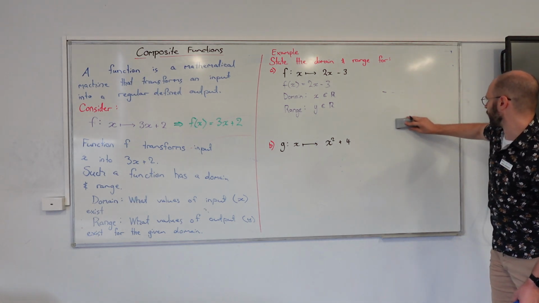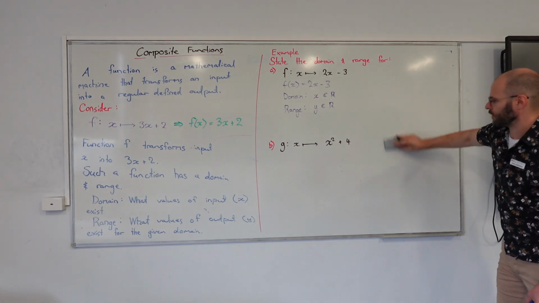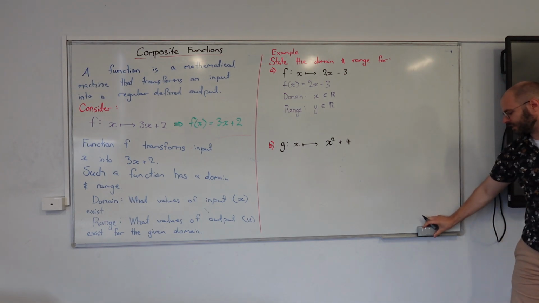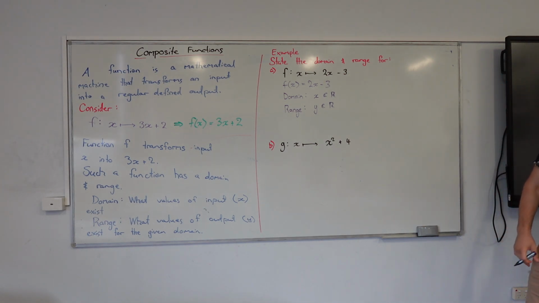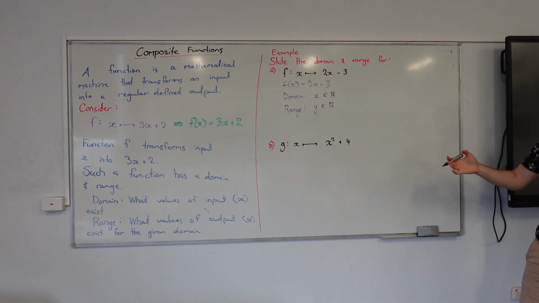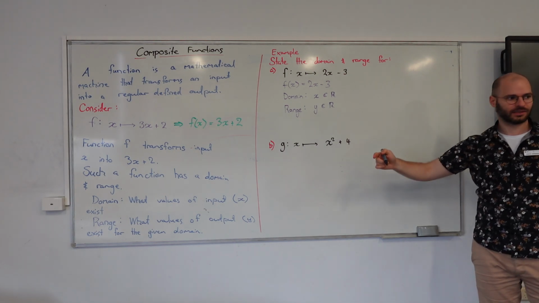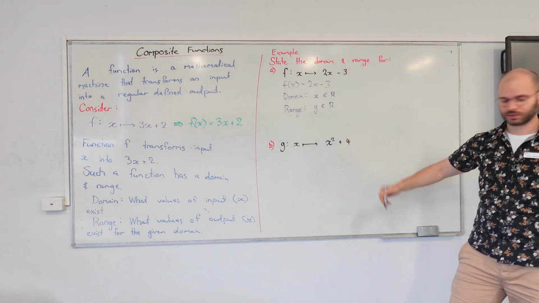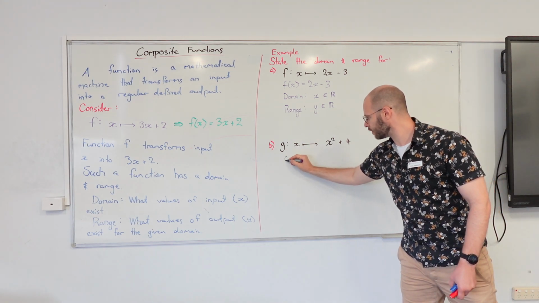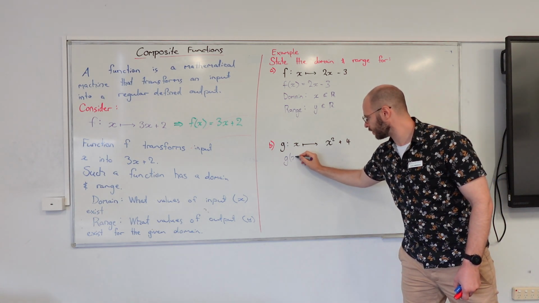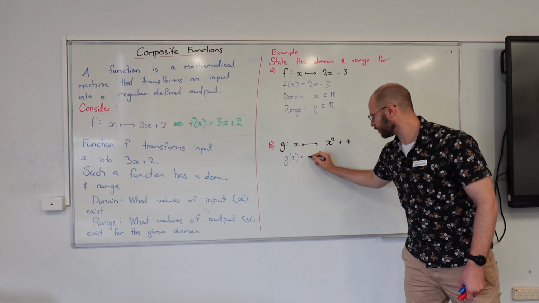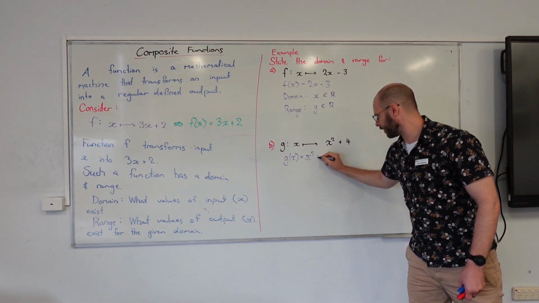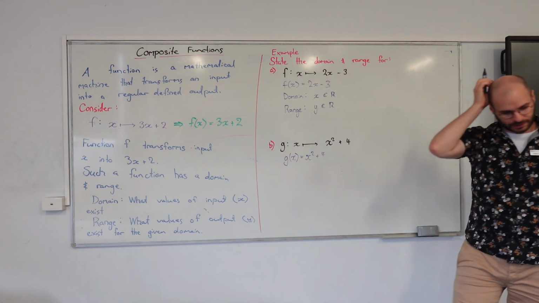Still in year 11 land. Our function g is the machine that converts x into x squared plus 4. Now looking at this, what will function g turn into? g of x equals x squared plus 4. Now this one's interesting.